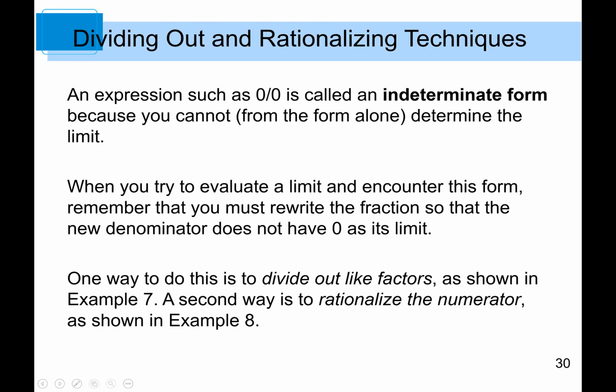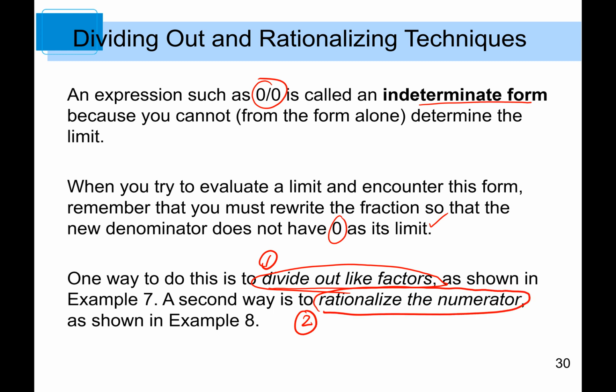An expression such as 0 over 0 is called an indeterminate form because you cannot determine the limit. When you try to evaluate a limit and encounter this form, remember that you must rewrite the fraction so that the new denominator does not have 0 in its limit. One way to do this is dividing out like factors. The second way is rationalizing the denominator or numerator. Okay, let's take a look at it.